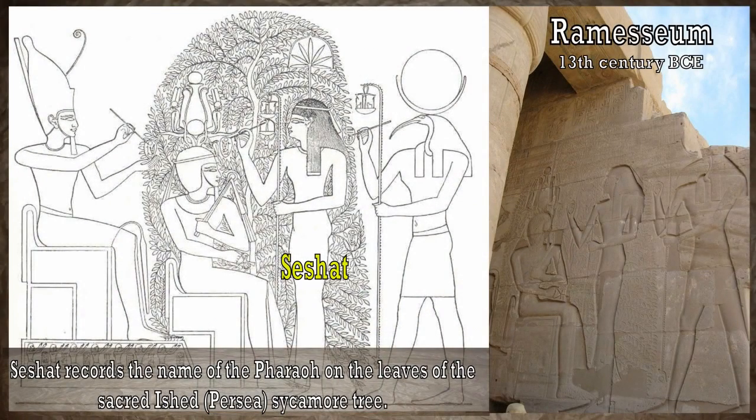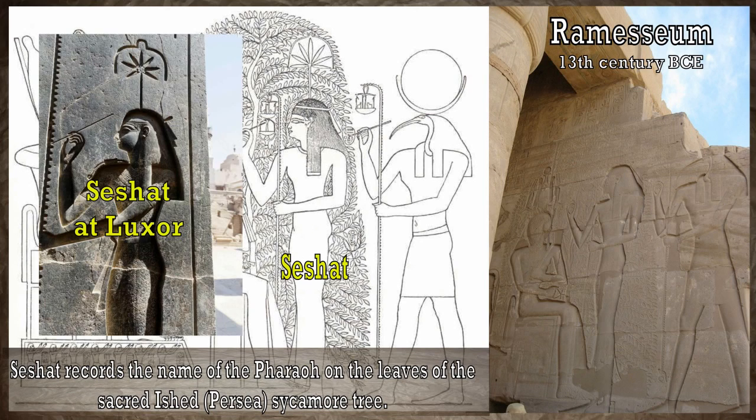So at Karnak we saw the Persea tree or the Ished tree, this sycamore, where the pharaoh's name would be written into history, the keeping of the records, which was attached to Thoth, the god who taught humanity writing. However, here at the Ramesseum, we have the same essential image, but we have Seshat being the one who keeps these records, who writes the pharaoh's name on this sacred Ished tree, the sycamore tree such as at Heliopolis.